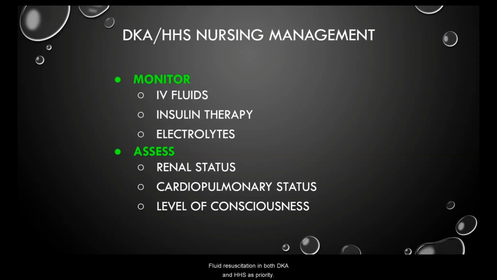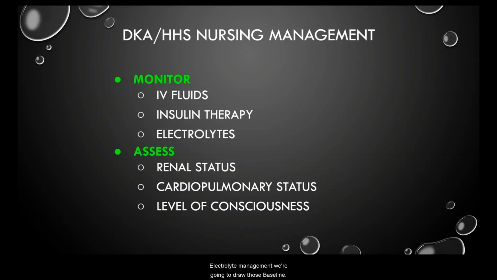Fluid resuscitation in both DKA and HHS is priority. And I am talking aggressive fluid resuscitation. The most amount of fluids that you will give in your nursing career probably will be to these patients with DKA and HHS. They're going to get probably a 2 to 3 liter bolus initially just to correct that profound dehydration. We're then going to be monitoring their fluid balance closely after that to ensure what is going in is also coming out, so they'll have strict I's and O's.